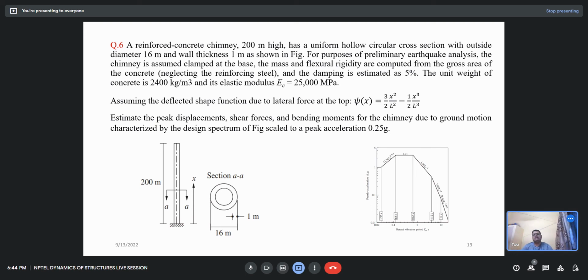Now we are moving to the longer question of the continuous system. In this question, a reinforced concrete chimney of 200 meter height has a uniform hollow cross section with outside diameter given as 16 meter and the wall thickness given as 1 meter, as shown in this figure.